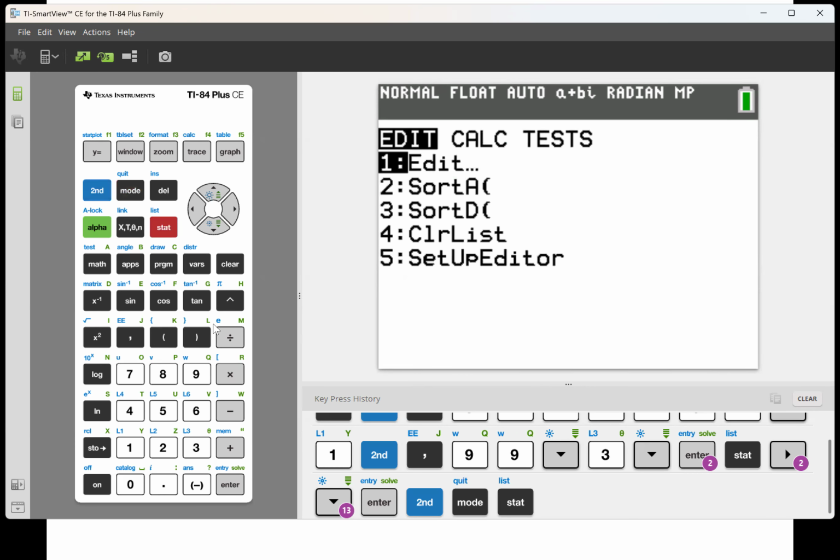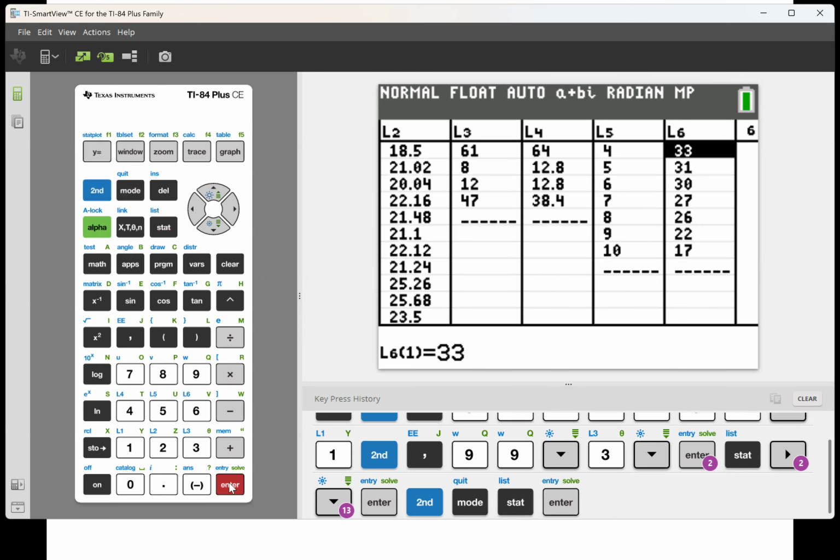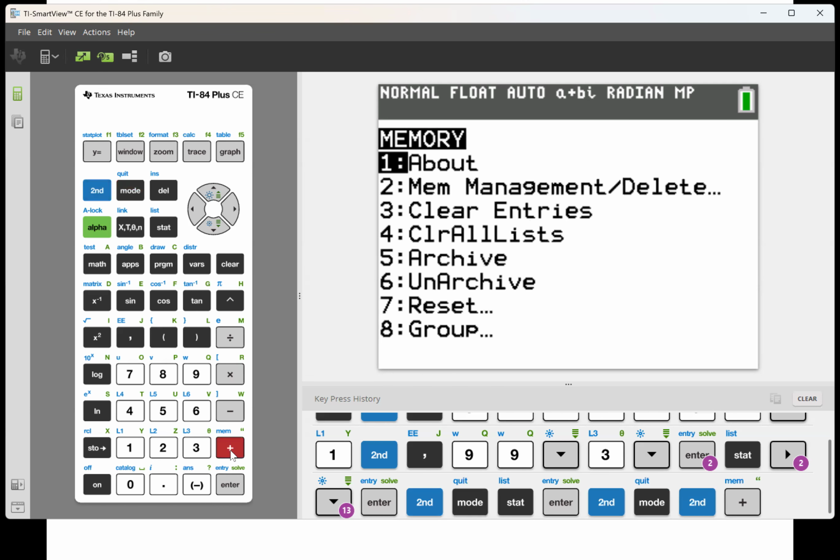So let's get out of here. Let's go back to stat. Let's go to edit, and let's put that data in. It looks to me like I need to clear out some data. So I'm going to do this all in one big swoop because there's so much. I'm going to clear all my lists, number 4.